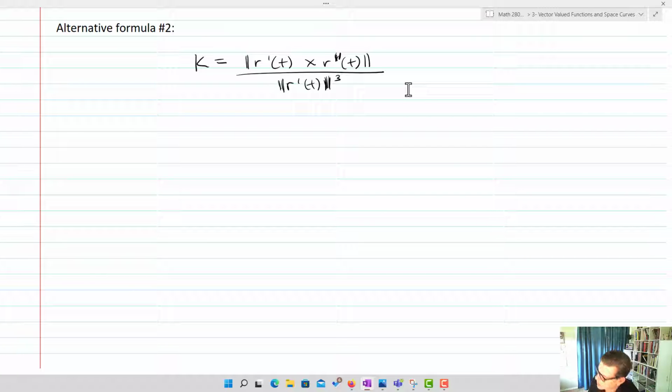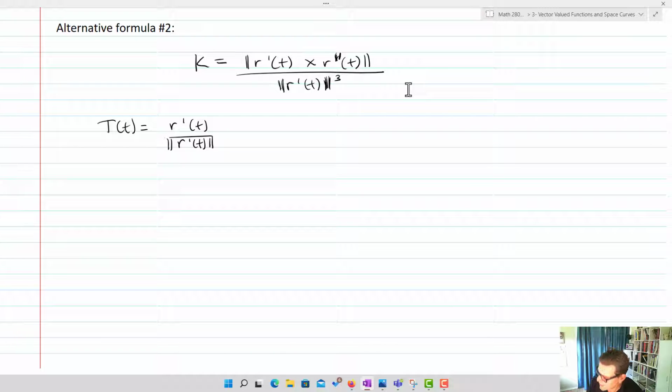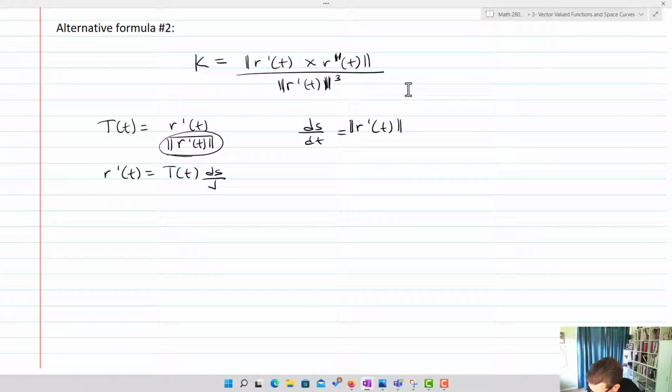What we're going to need here in order to prove that this is the case is, first, that T of t is going to be r prime of t divided by the magnitude of r prime of t. And in addition to that, we're also going to need that ds dt is just going to equal the magnitude of r prime of t. So what that means is that r prime of t, just doing some multiplication, is going to be T of t times the magnitude of r prime of t, but that's just ds dt.